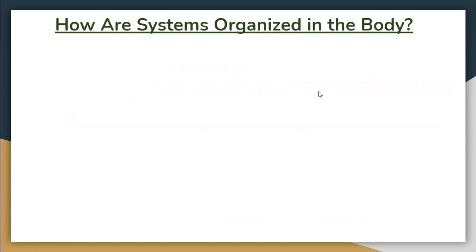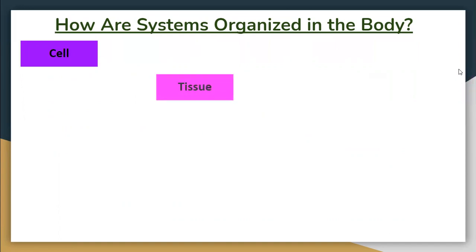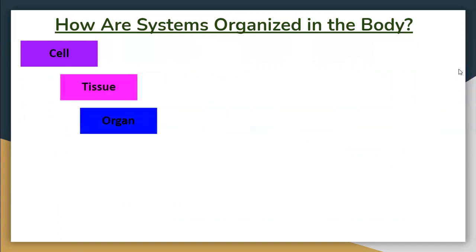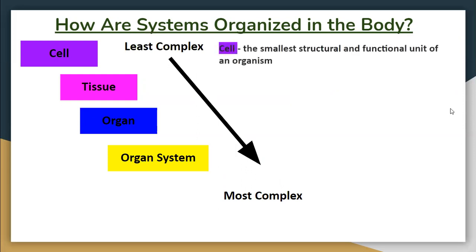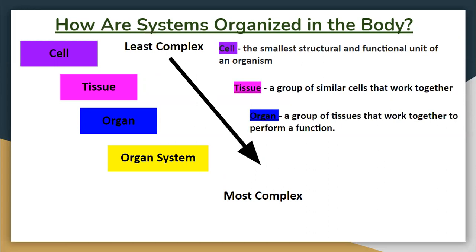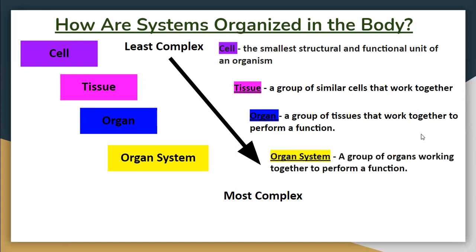So how are systems organized in the body? Well, you've seen this chart before. We have the cell, and then we have the tissue, and then we have the organ, and finally the organ system. The least complex is the cell, the most complex is the organ system. A cell is the smallest structural and functional unit of an organism. The tissue is a group of similar cells that work together. And then you've got a group of tissues that work together to perform a function. That's an organ. And finally, you have a bunch of organs that work together to perform a function. That's an organ system. So they get bigger and bigger and more complex.